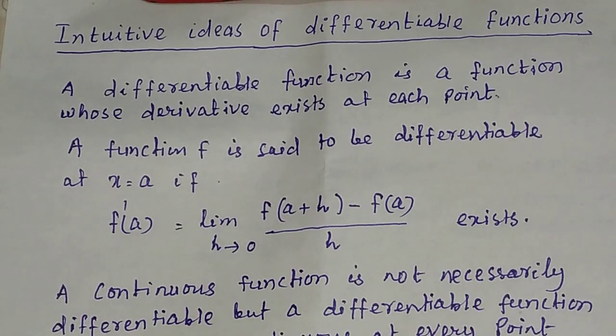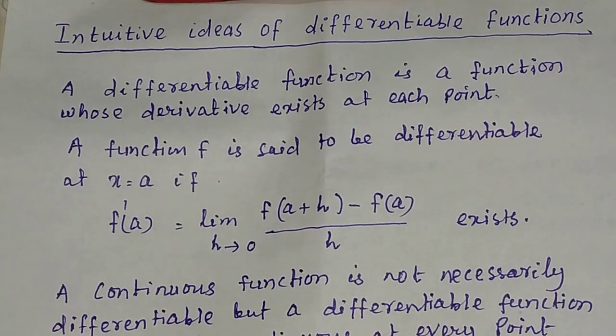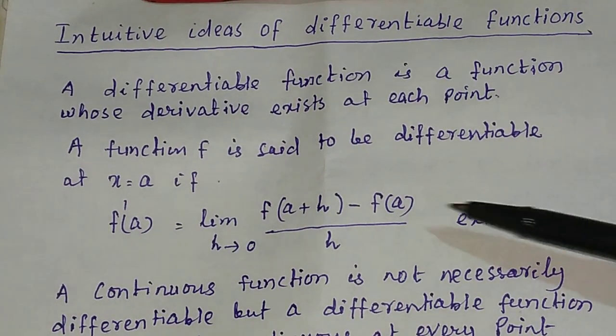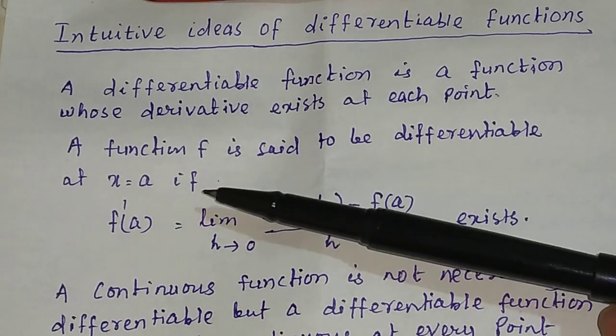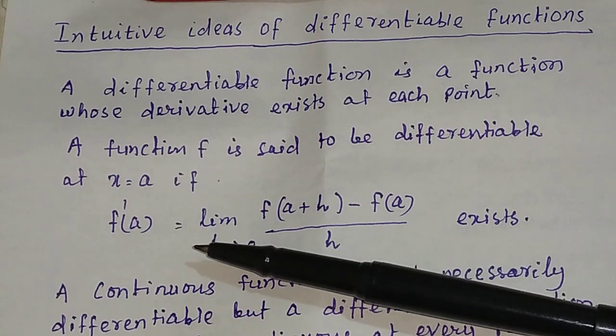Intuitive ideas of differentiable functions. A differentiable function is a function whose derivative exists at each point. Mathematically, a function f is said to be differentiable at a point, suppose x equal to a, if its derivative, that is f dash a, exists.